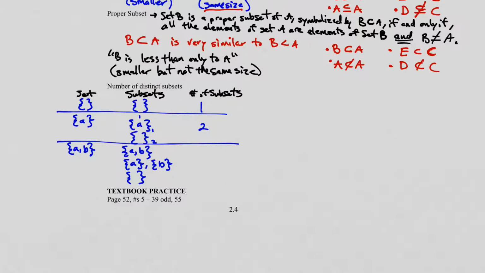Okay, so if we count this, here we counted 1, here we counted 1, 2, here we're going to count 1, 2, 3, 4 subsets. Okay, 4 subsets, and I'm running out of room, so I'm going to continue under this.